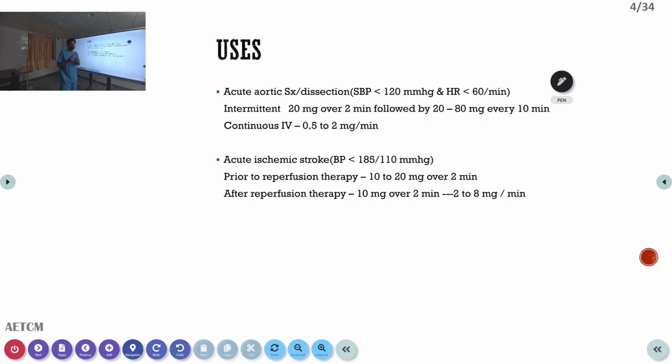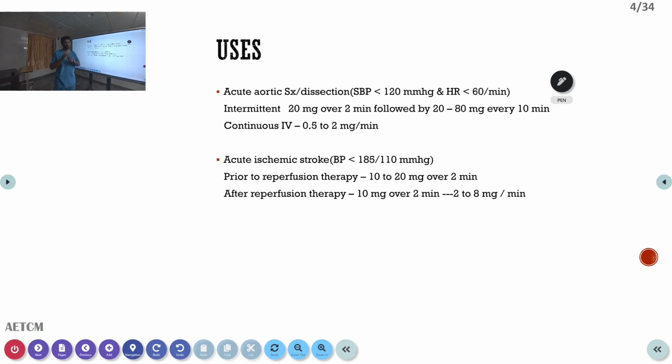If the BP is not getting controlled with the initial intermittent bolus doses, we will then go with the continuous IV infusion. Here we give a dose like 0.5 to 2 mg per minute, and sometimes it can be a maximum of up to 10 mg per minute. It can also be used in acute ischemic stroke.